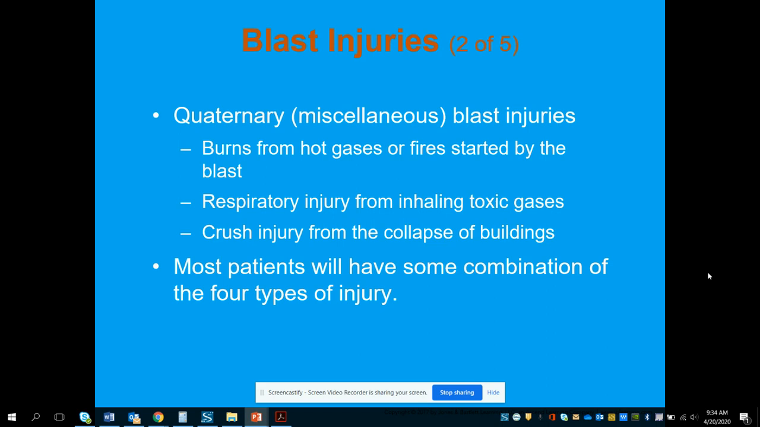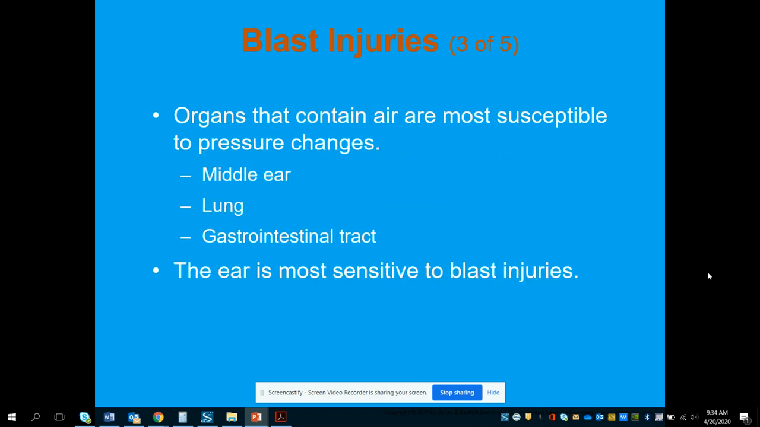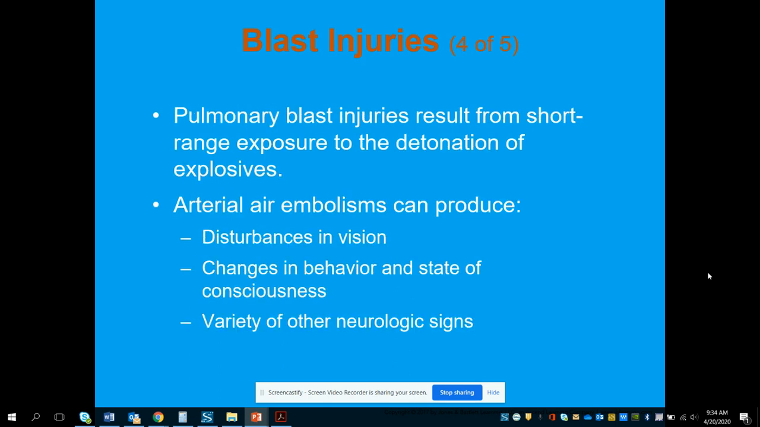Again, most patients have some combination of the 4 types of injury, and it's really not your job to determine this is secondary, this is tertiary, but just understanding how these injuries can be incurred. We said the organs most susceptible to pressure changes during that primary blast are the middle ear, lungs, and GI tract.